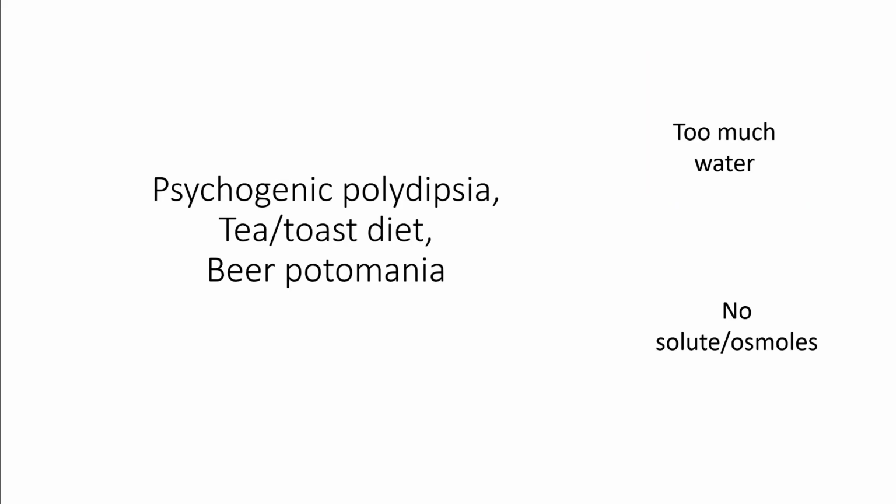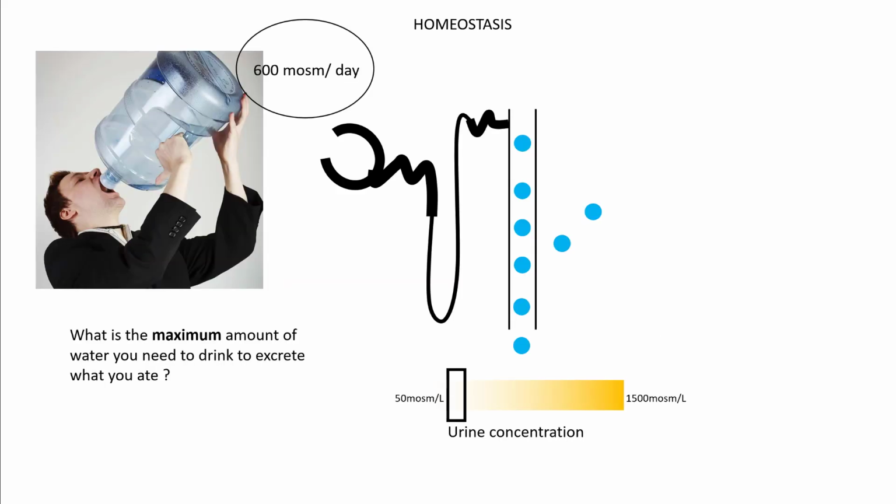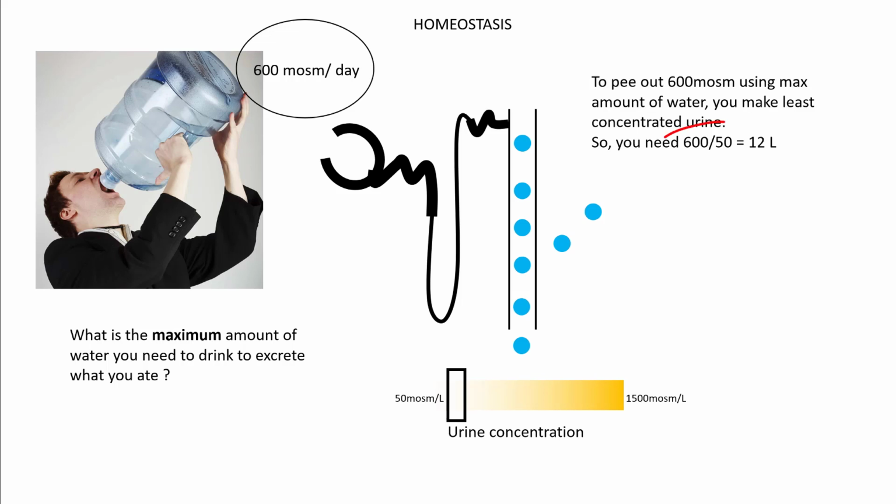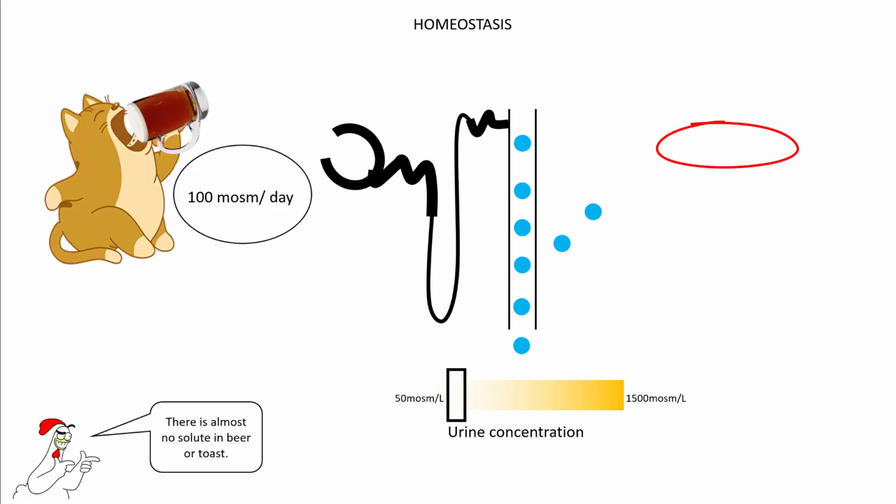So let's talk about psychogenic polydipsia, beer potomania, and tea and toast diet. The problem in this condition is they are drinking too much water for a given amount of solute. So in psychogenic polydipsia, say for example, this person is eating around 600 milliosmol per day. If he drinks more than 12 liters of water, he's going to drop his sodium.